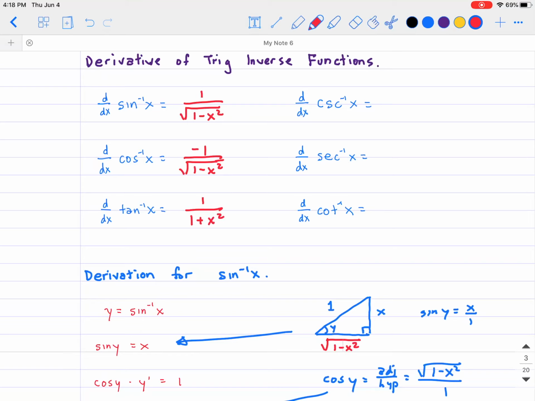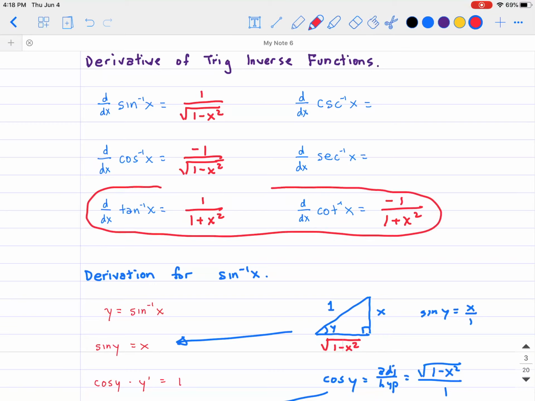For tangent inverse, the derivative is 1 divided by 1 plus x squared, whereas for cotangent inverse it is negative 1 over 1 plus x squared. So again, same idea. You can see that these two are kind of identical, where the derivatives are just the negative of each other. And then the last two can be grouped the same way, making the memorization a lot easier.